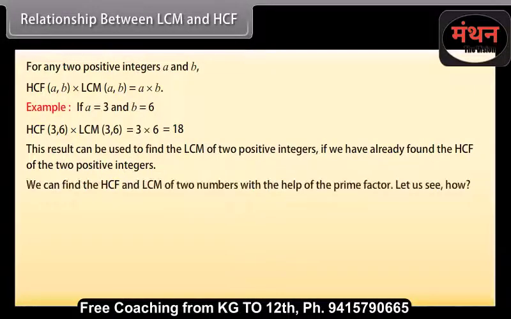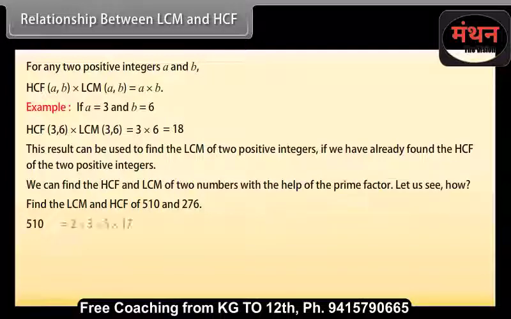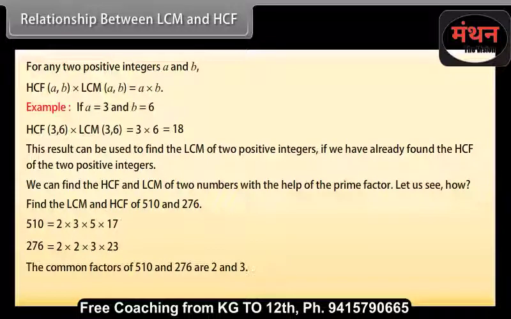We can find the HCF and LCM of the two numbers with the help of the prime factors. Let us see how. Find the LCM and HCF of 510 and 276. 510 is equal to 2 into 3 into 5 into 17. 276 is equal to 2 into 2 into 3 into 23. The common factors of 510 and 276 are 2 and 3. Thus, the HCF is equal to 2 into 3.